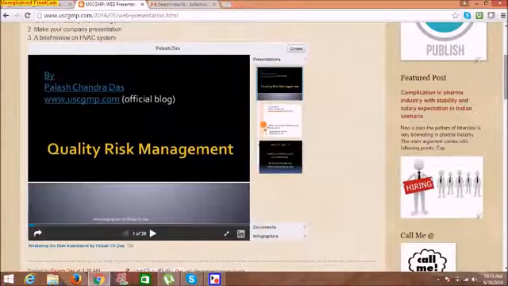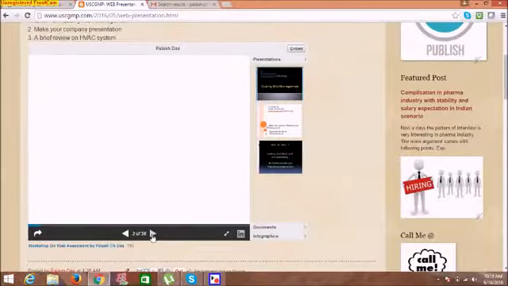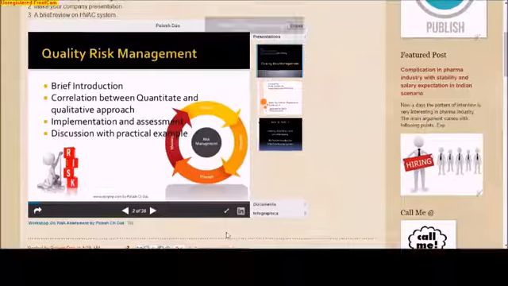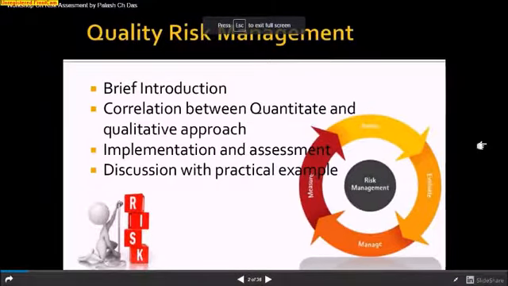Today we'll learn how we can implement risk assessment in our routine and regular practices when we are looking after the qualification or validation aspects for any machines, equipment or system.